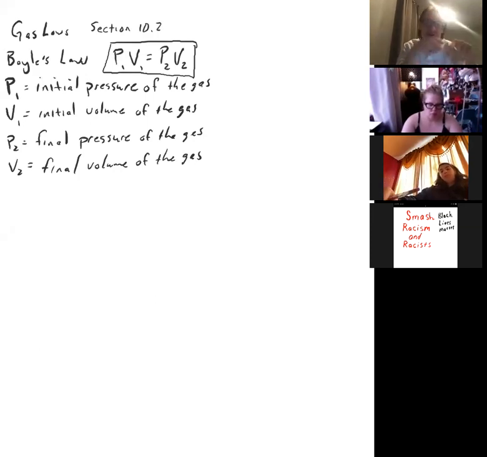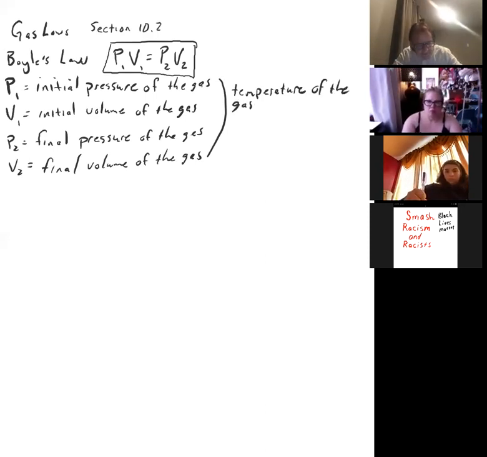There is one assumption in here, and some of the problems will give you the assumption, others will not. We're assuming that the temperature of the gas doesn't change. So we say it's constant. If you don't see any temperature information in the problem, generally you can assume the temperature is constant. But if it says the temperature is changing, then you can't use Boyle's Law. You can only use it if the temperature is constant.